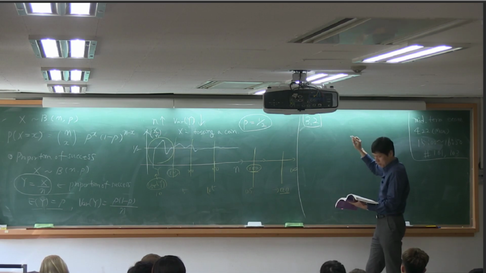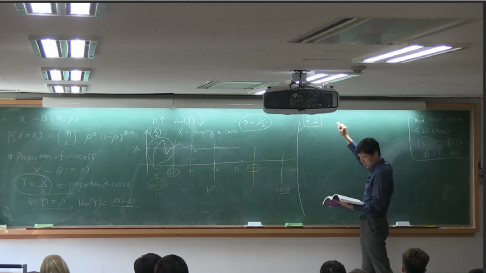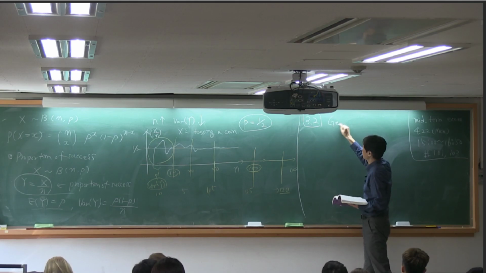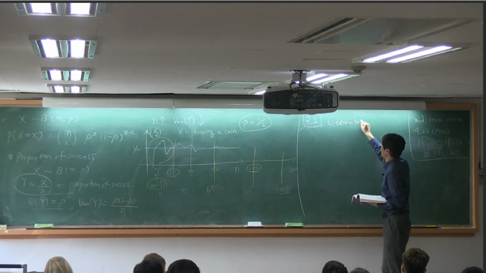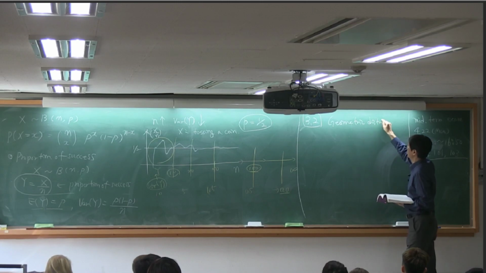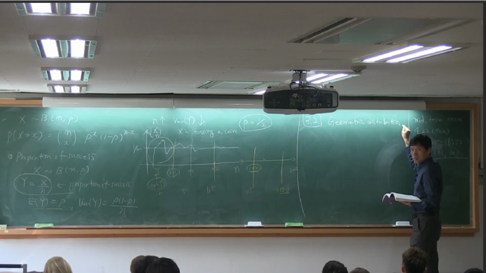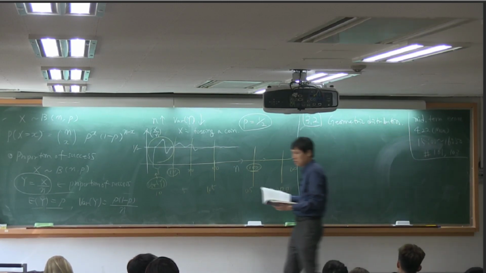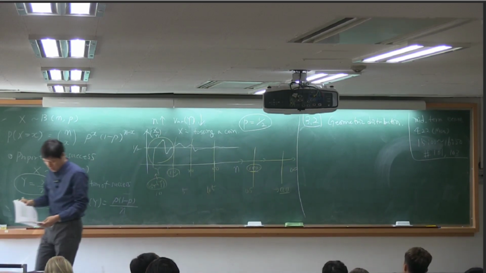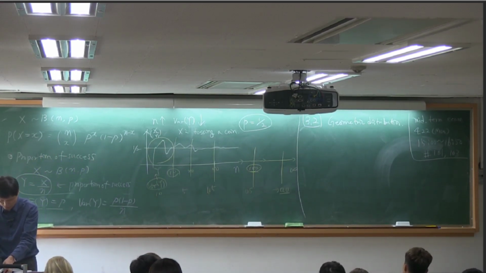3.2 section. Let's see geometric and negative binomial distribution. Definition: geometric distribution. Let's see another distribution called geometric distribution.